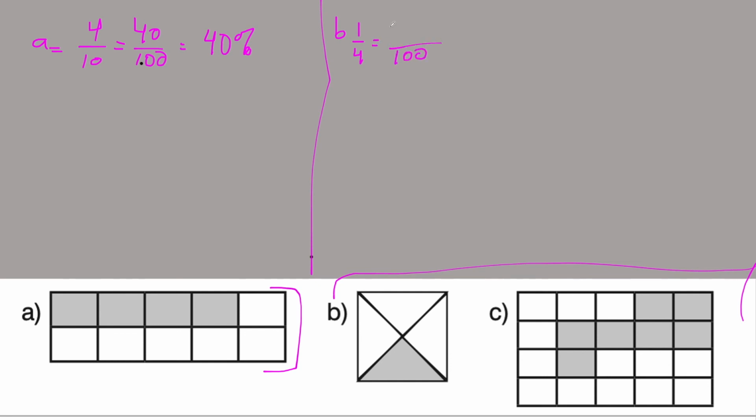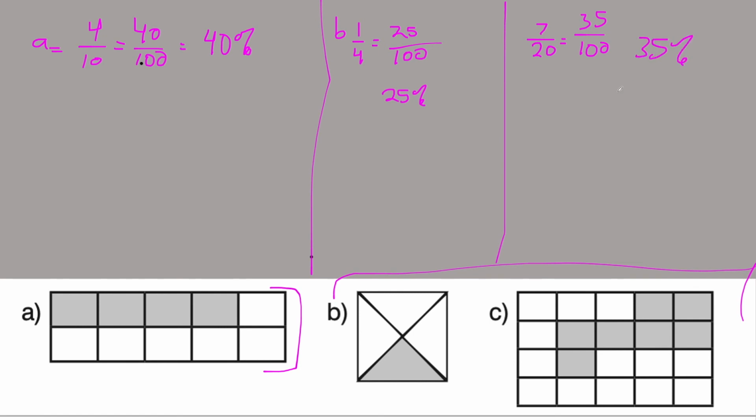That would be times 25, so this would be 25 over 100, which would be 25%, right? This is 5, 10, 15, 20, so it's out of 20, and that would obviously be 7. Then I've multiplied this by 5 to get 100, so this would be 35 over 100, which would be 35%.